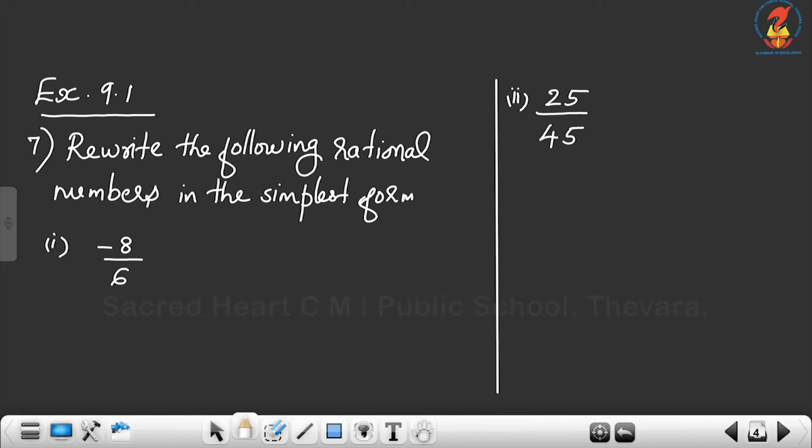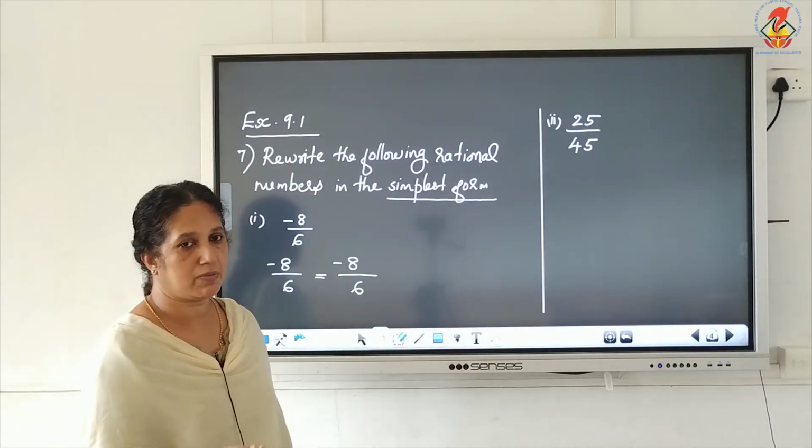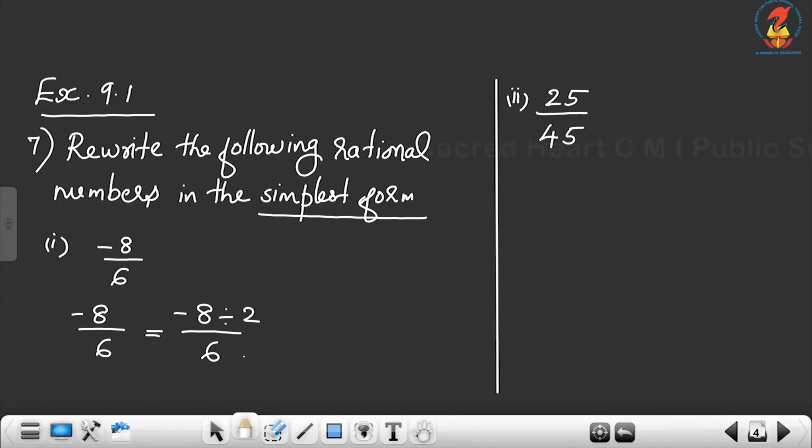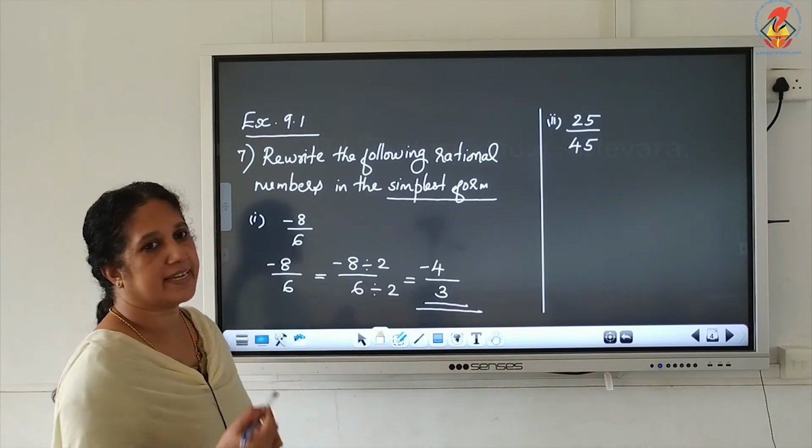Then, rewrite the following rational numbers in the simplest form. Exercise 9.1, question number 7. Here we have to write it in the simplest form. Simplest form means you have to write it in the lowest form. So, negative 8 by 6. Look at 8 and 6, which is the common factor? We can find the highest common factor, which is 2. Therefore, we can divide both the numerator and denominator by 2. So, we will get negative 4 by 3. That is the simplest form of negative 8 by 6.